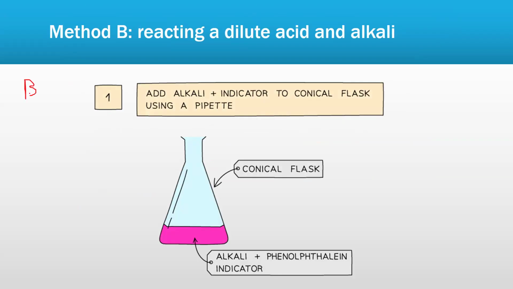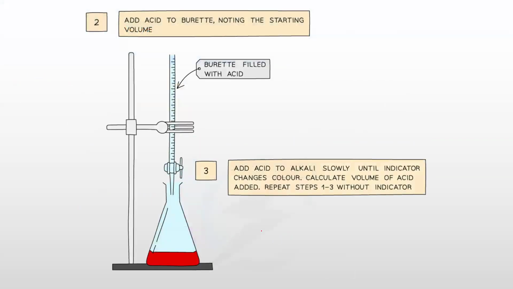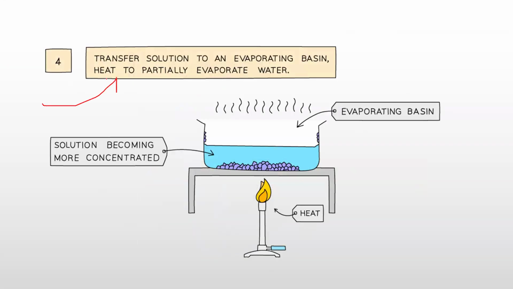Yes. What is method B of preparing a soluble salt? Add alkali and indicator to a conical flask using a pipette. You can see over here an alkali is there and I have added a phenolphthalein indicator as well. Now this burette will be filled with an acid and I will add it drop by drop, that is, add the acid to the alkali slowly until the indicator changes color. Once the color change is noted, we note down the volume of acid that reacted to change the color of the alkali, and we repeat the steps for accuracy as well.